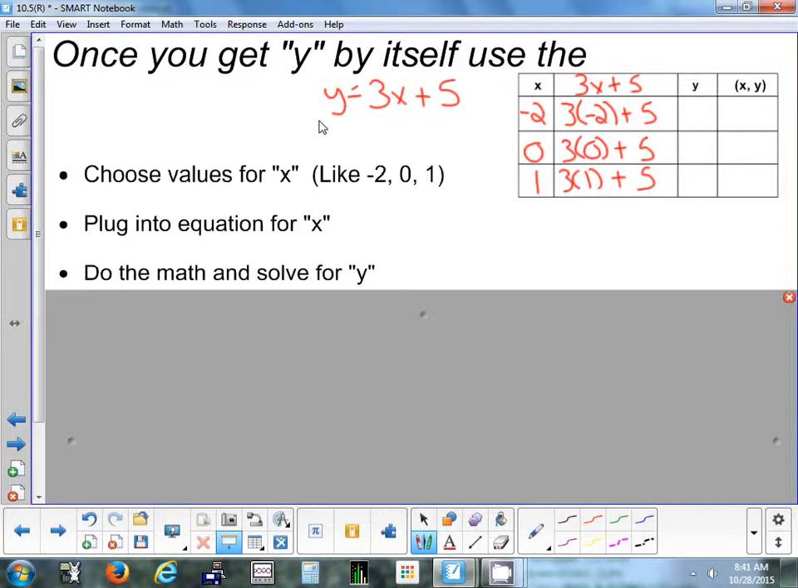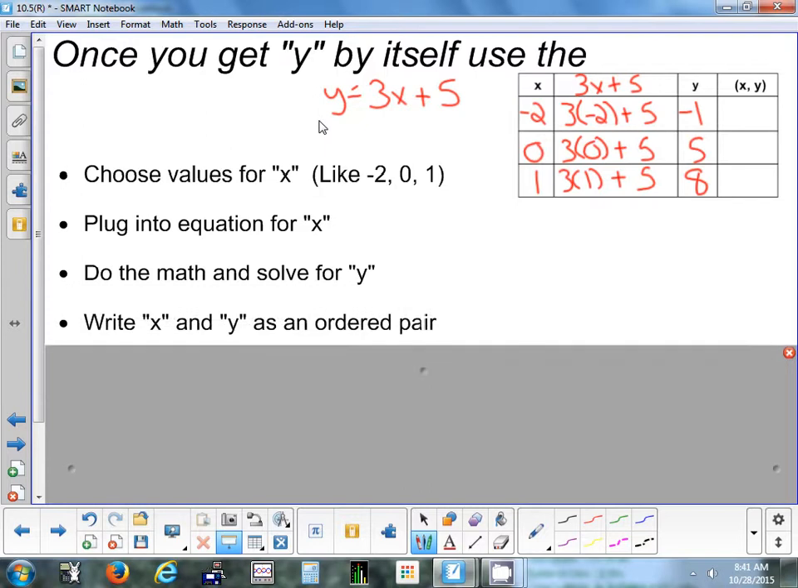So 3 times -2 is what? -6, and I'm going to have a -6 and a +5. What do I get? -1. So I'm doing the math in here, and that's going to give me y. Because that's the whole reason why I got y by itself. Because now I can solve for it. 3 times 0 is what? Anything times 0 is 0. 0 plus 5. 5. Good. And then 3 times 1? 3 plus 5? 8.